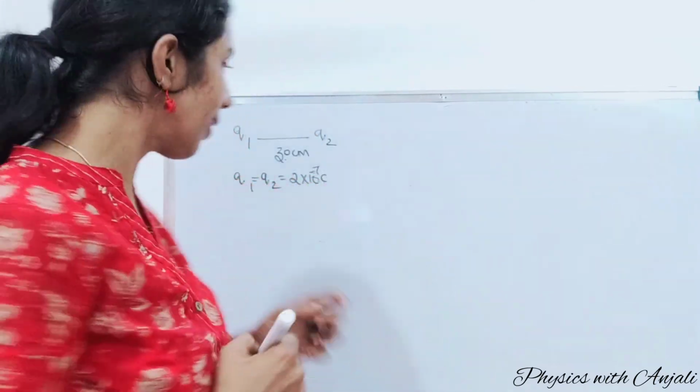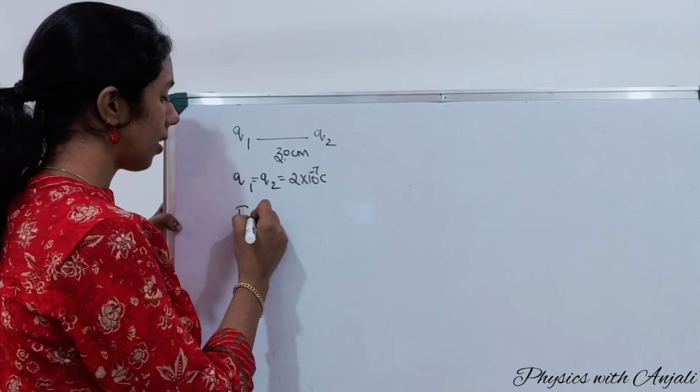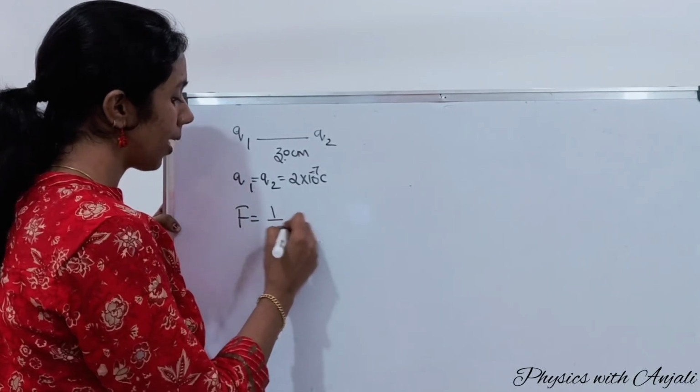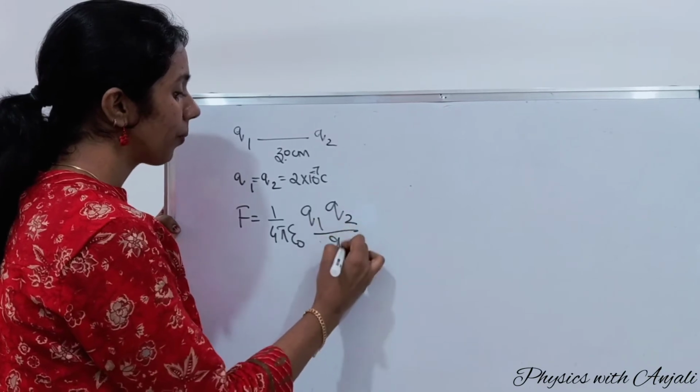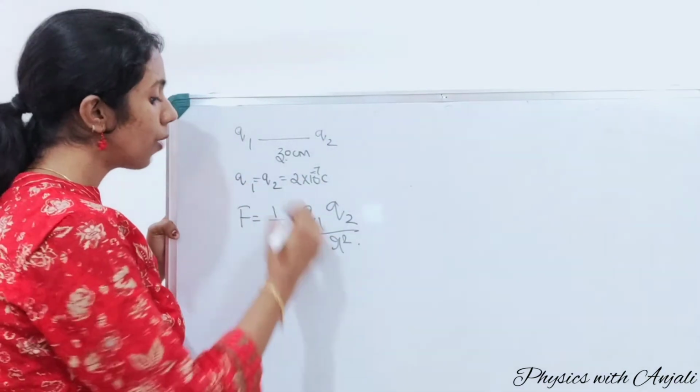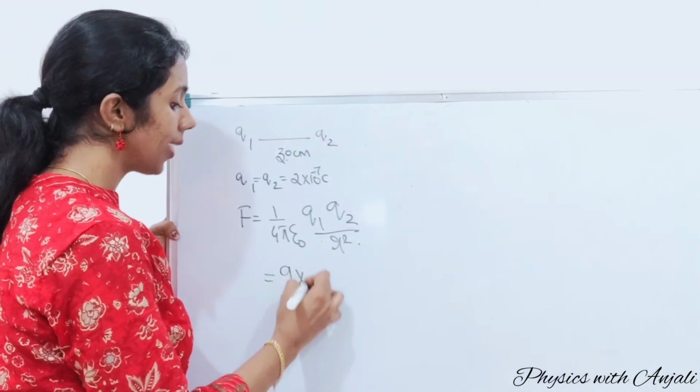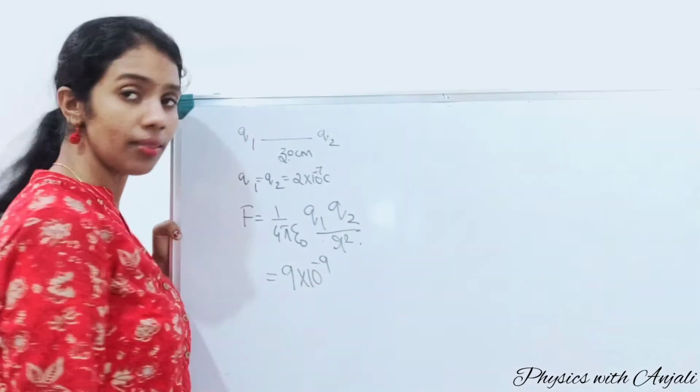So according to Coulomb's law, the force experienced by two charges which are separated by a small distance r is equal to 1 by 4 pi epsilon 0 q1 q2 divided by r square. So we will write the equation. F is equal to 1 by 4 pi epsilon 0 q1 q2 divided by r square. Instead of 1 by 4 pi epsilon 0, we can write 9 into 10 raised to minus 9.